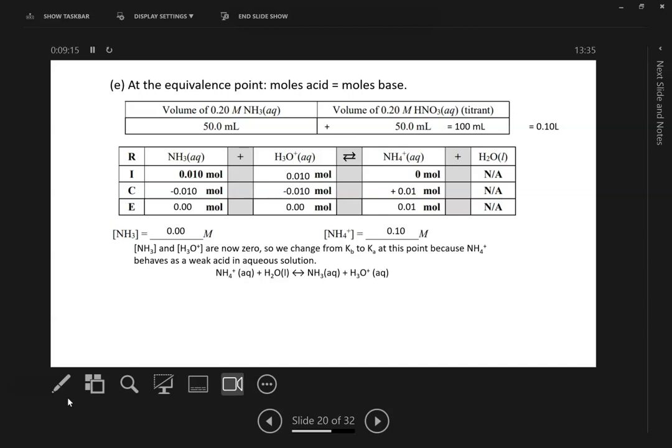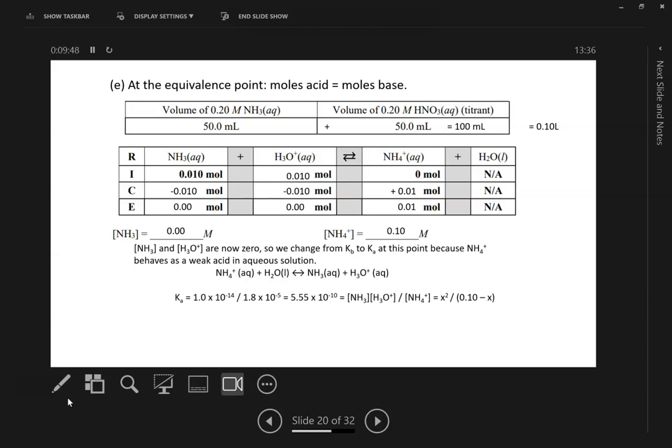So now I change from Kb to Ka, because at this point, the only thing I've got in solution is NH4 plus, and it behaves like a weak acid. Remember, NH4 plus is going to donate a proton, and that's the definition of an acid, something that donates a proton. So when it does so, it forms H3O plus. So now I can calculate what my Ka is.